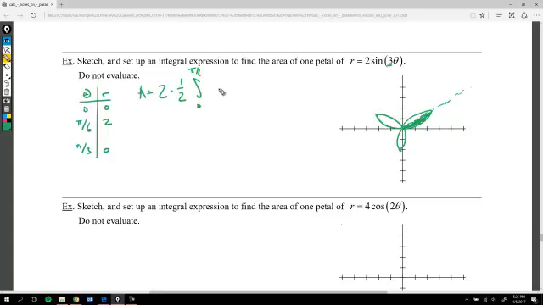And then I'm just going to plug my r equation in and square it. So 4 sine squared of 3 theta with respect to theta. Now, it would be the exact same thing if you said 1/2 integral 0 to pi over 3 of 4 sine squared 3 theta d theta. Okay, this is the exact same thing.